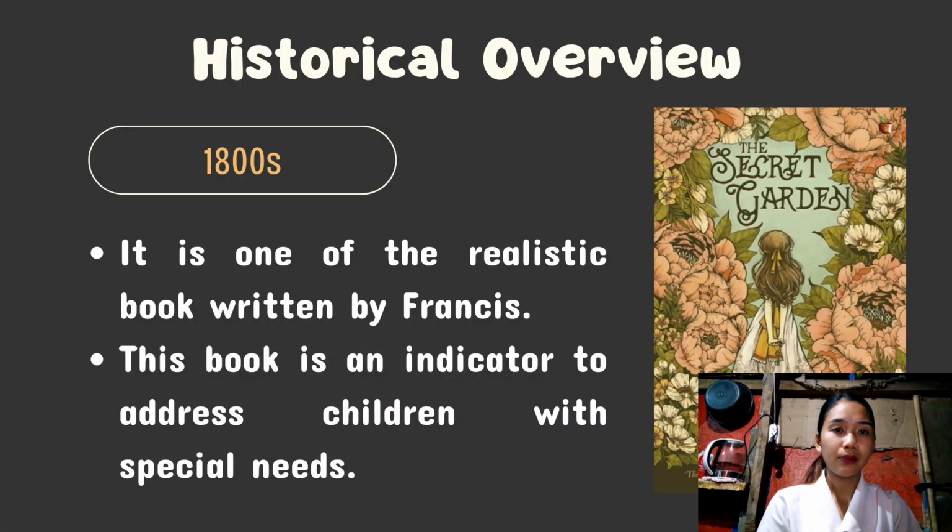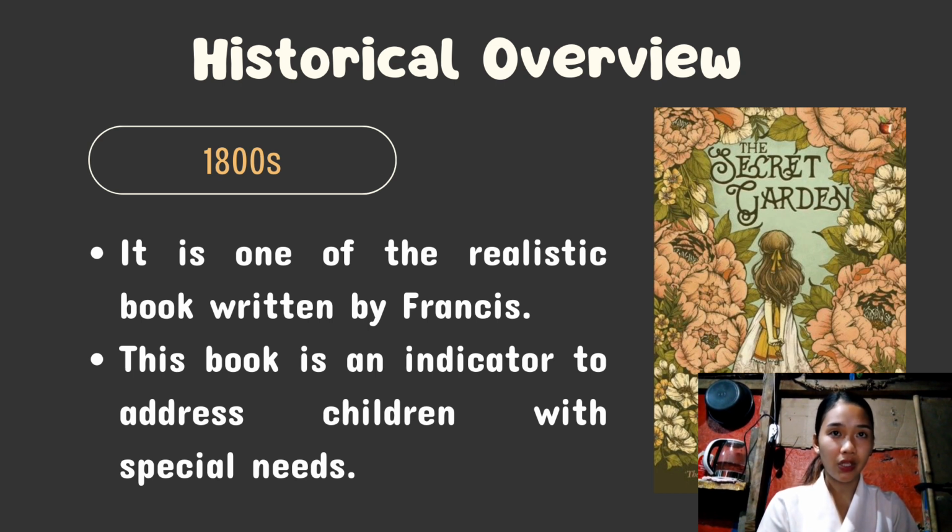The other book in the 1800s is The Secret Garden. It is one of the realistic fiction books written by Frances Hodgson Burnett. This book is an indicator to address children with special needs, the same as Anne of Green Gables. Anne of Green Gables and this book both feature orphans. This book can be considered a precursor.